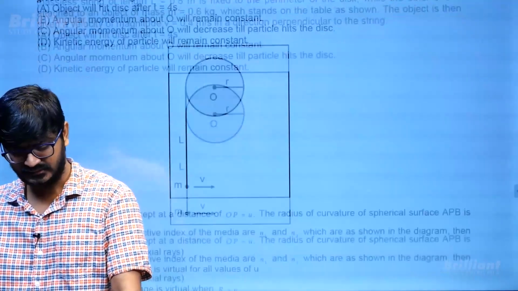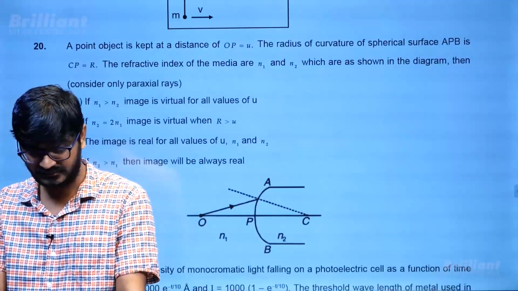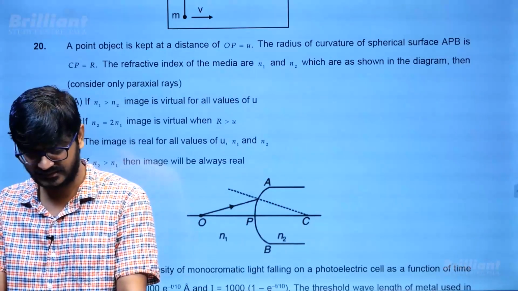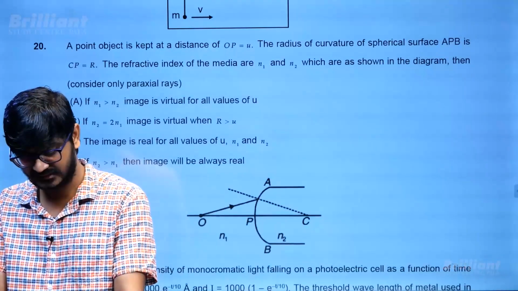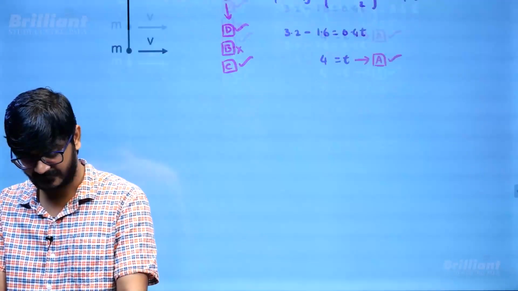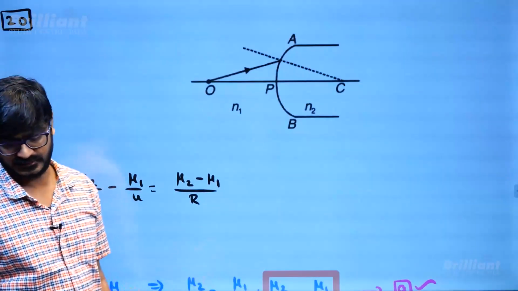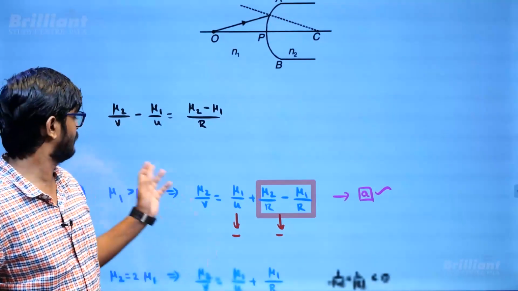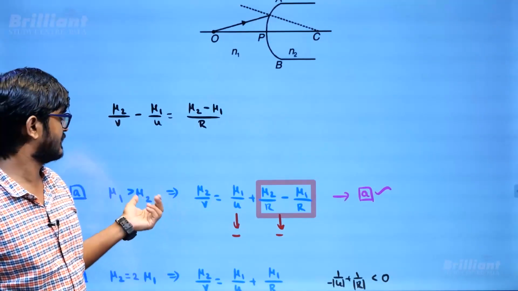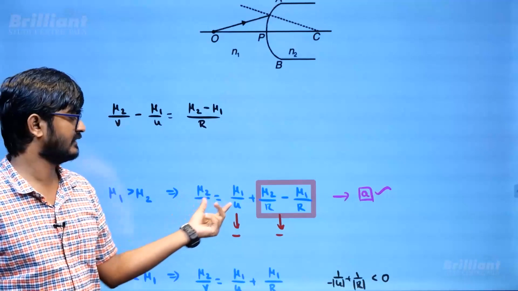Okay. So the next question is, an object is placed at OP equals to u. For the given options, you need to find which is correct. So for refraction at a curved surface, this is the formula you must be knowing. Now in the first case, they said when mu1 is greater than mu2, from here I will be writing mu2 by v equals to this much.